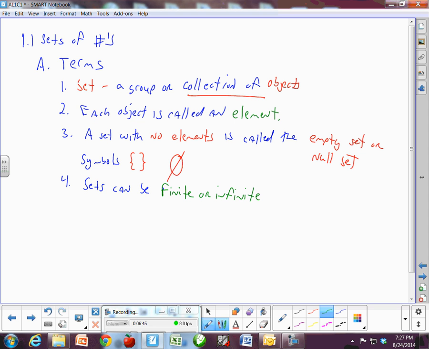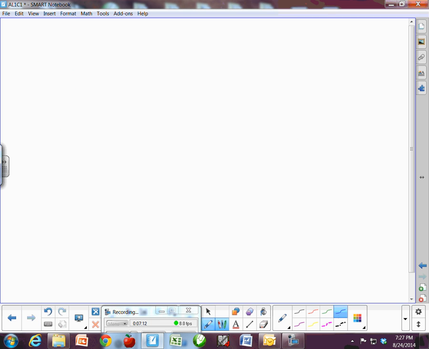Now remember, we're talking here about numbers because this is algebra. And so our sets are going to be sets of numbers. So you can have a finite set. There's only certain numbers inside that set. Or you can have an infinite set. It just goes on forever. You know, the counting numbers, 1, 2, 3, 4, 5, and you can count forever, correct? That would be an infinite set. So there are infinite sets and there are finite sets, and you'll have both.